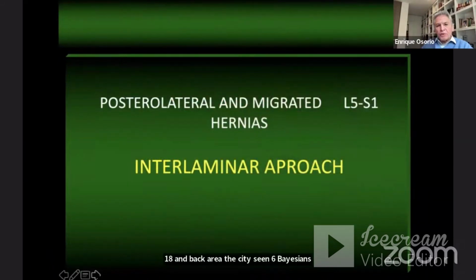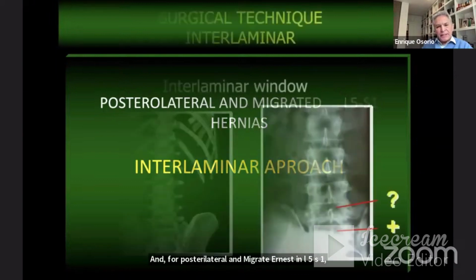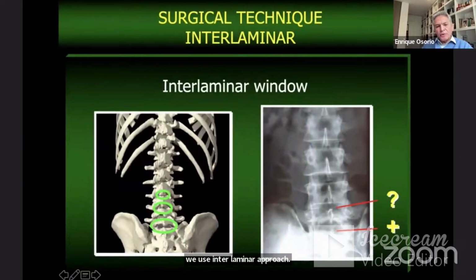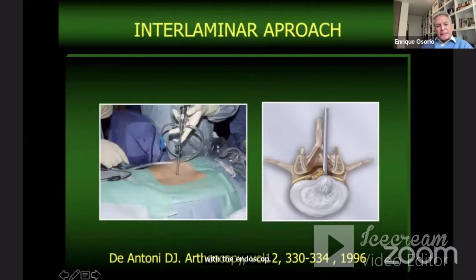And for posterolateral and migrated hernias in L5-S1, we use the interlaminar approach. We use this interlaminar approach because the interlaminar window is very, very big. It is very easy to enter with the endoscope. It is also used in L4-L5 disc herniations. And we enter like a microdiscectomy, but of course with a very small incision.